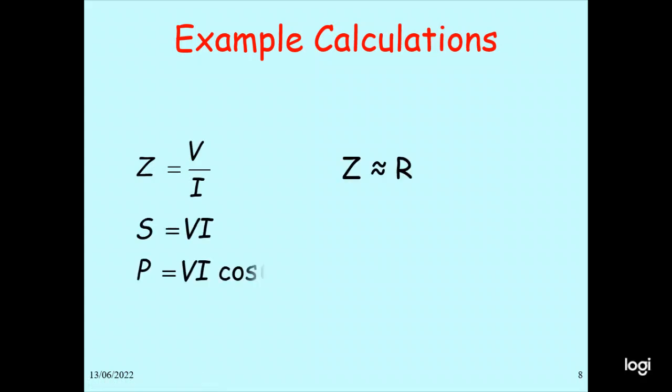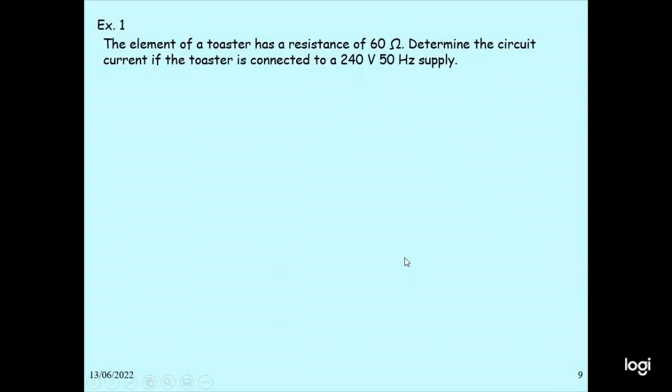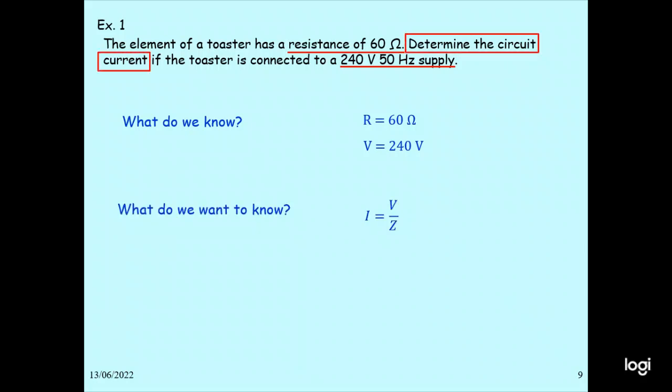Then we're going to do example calculations. In this case, you have to know the formulas: Z equal to V by I, S equal to V into I, P equal to VI cos theta, Q equal to VI sin theta, Z equal to R. Example 1: the element of a toaster has a resistance of 60 ohm. Determine the circuit current if the toaster is connected to a 240 volt 50 Hz supply. What do we know? In this case, R equal to 60 ohm and V equal to 240 volt. What do we want to know? I equal to V divided by Z. So 240 by 60, you get 4 ampere.